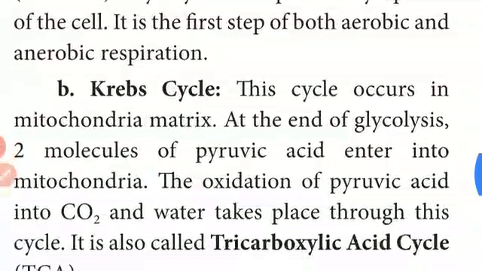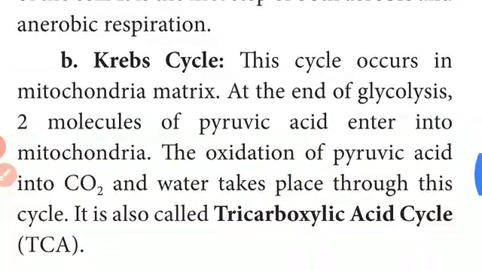So what is the Krebs cycle? The Krebs cycle occurs in the mitochondrial matrix. Last class we studied what a mitochondrion is and where the mitochondrial matrix is present. So the glucose converted into 2 pyruvic acid during glycolysis then moves to the next stage that we call the Krebs cycle.